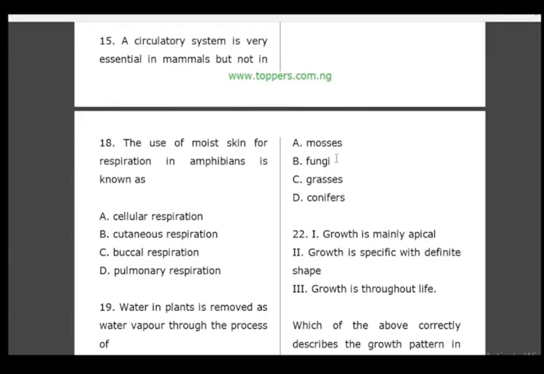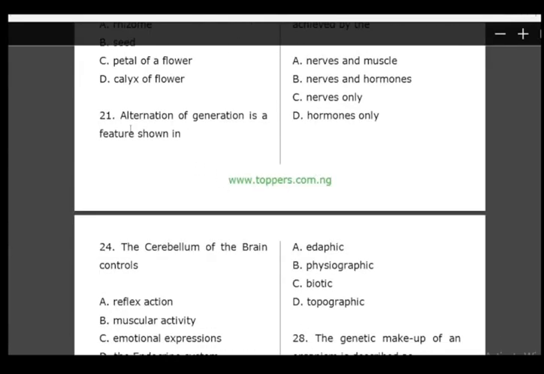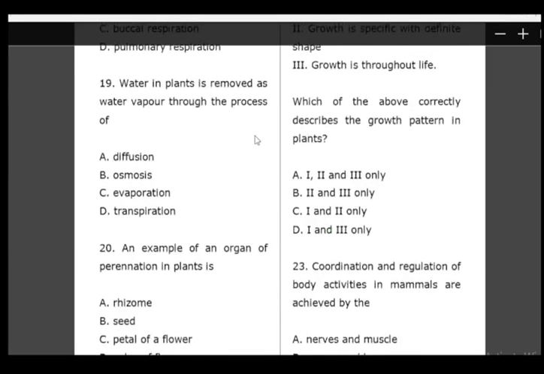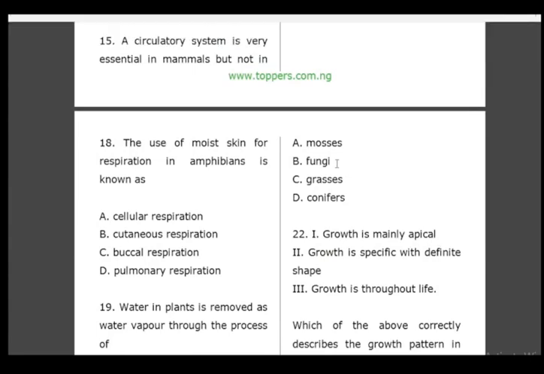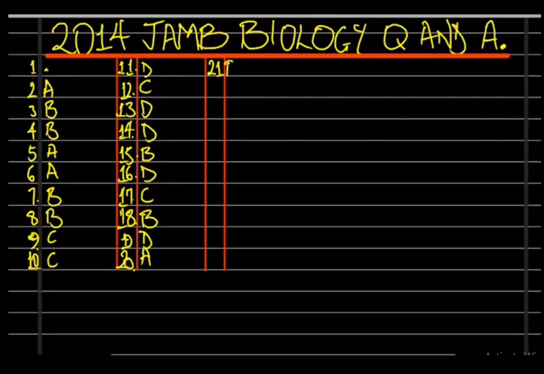That is the answer to that particular question. For question 21, alternation of generation is a feature shown in the fungi. It alternates between algae and itself. So that is what the answer is, option B. So we move to question 22 now.